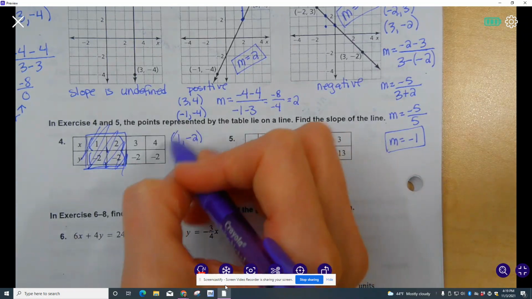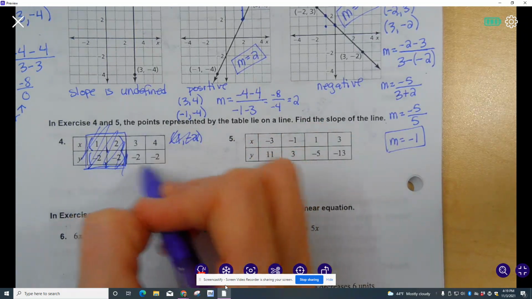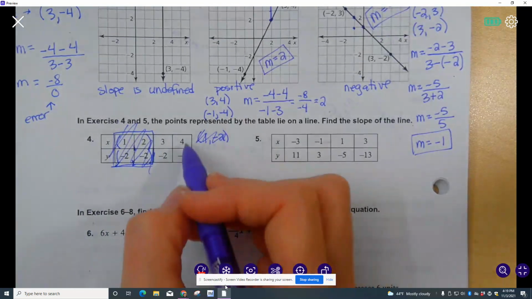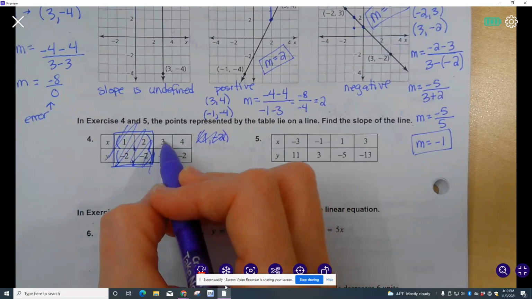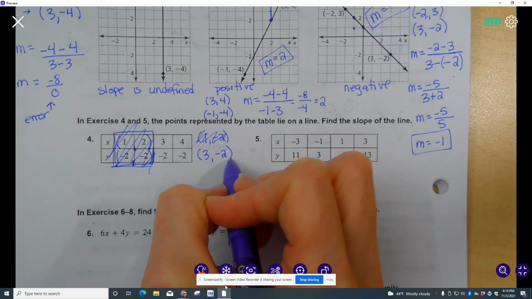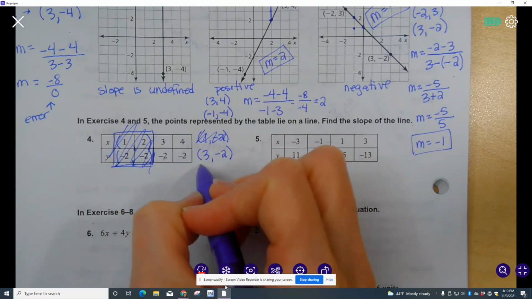I'll tell you what, I'm actually going to use these points. Sorry about all this scribbling out. If you have pencil, erase. Let's use these two. So this is x, this is y. 3 comma negative 2 and 4 comma negative 2.